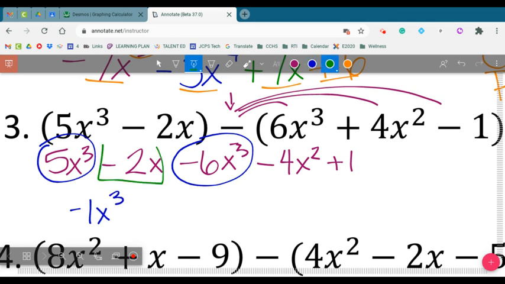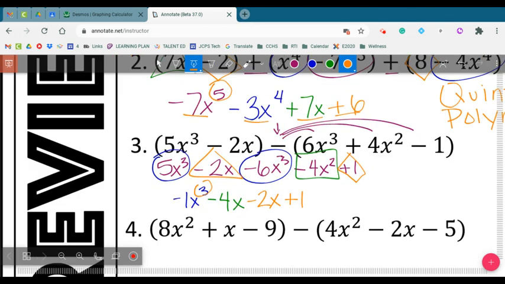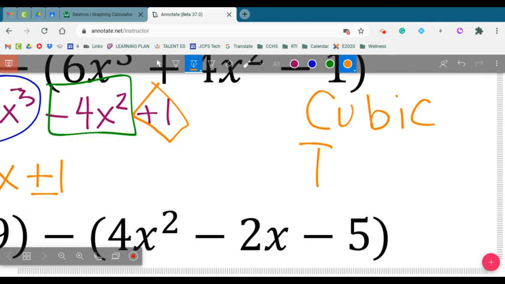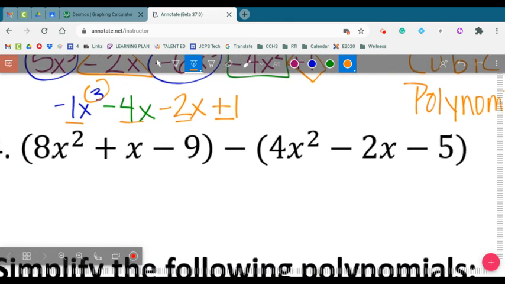We have 2x. Oh, goodness. Negative 4x squared needs to go first. And then negative 2x, there's nothing to combine with it. And same with our 1, there's nothing to combine. So classifying, my biggest exponent is 3. So this is cubic. I have 1, 2, 3, 4 terms. So this is a polynomial. And you guys can use a word list for these words, okay? So don't think you just have to pull them out.